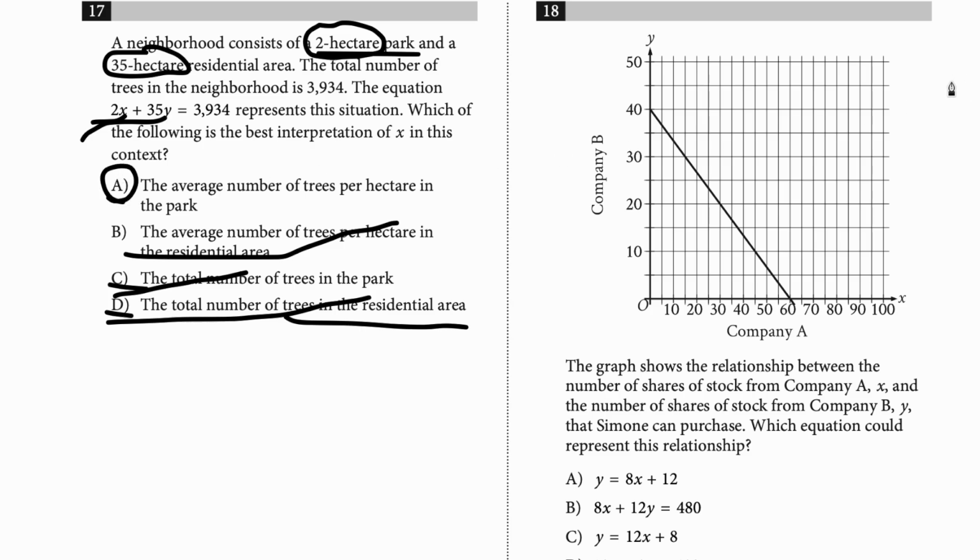Now let's move on to question 18. The graph shows the relationship between the number of shares of stock from company A, x, and the number of shares of stock from company B, y, that Simon can purchase. Which equation represents this relationship?